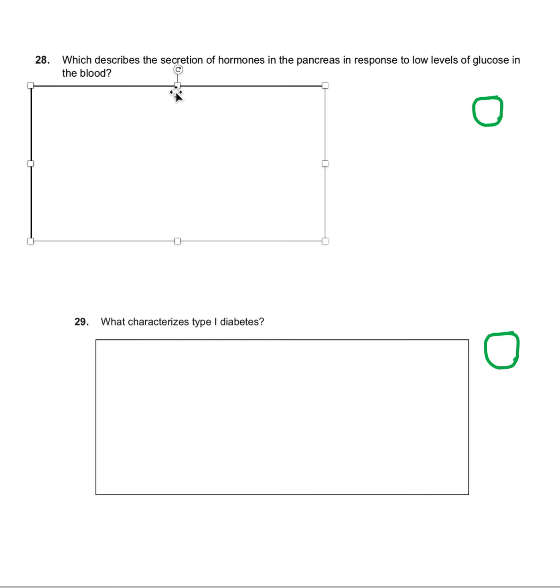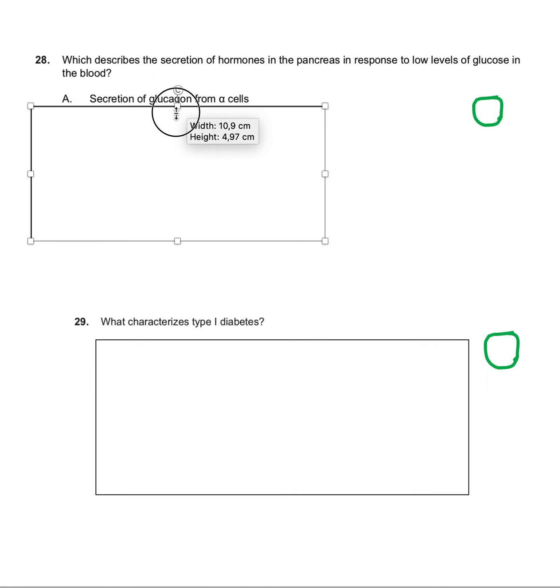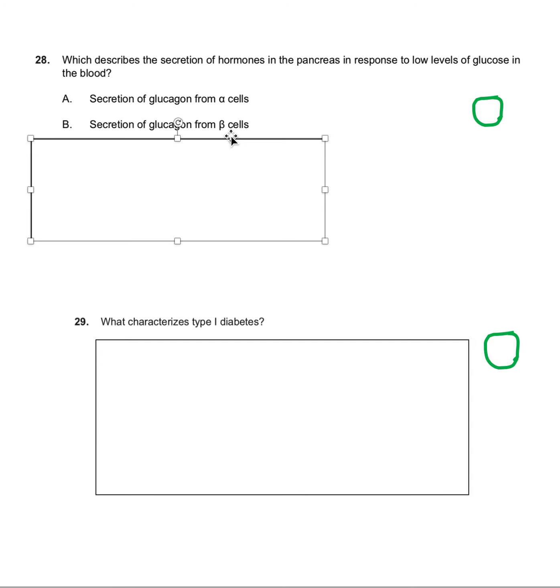So let's go to A. They're asking you what happens in response to low levels. So we know to bring it above, you need alpha cells to release what? Yeah, glucagon. So you're going to need secretion of glucagon from alpha cells. Oh, that's correct. That's the first answer. How about B? Secretion of glucagon from beta cells. No, that's not true because glucagon is always released from alpha cells.